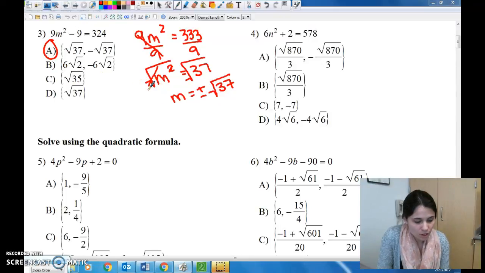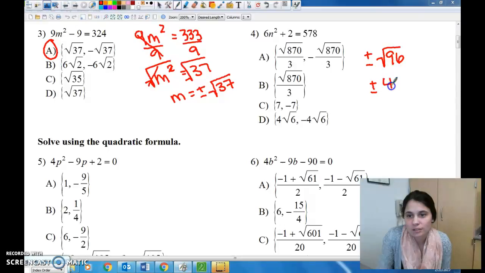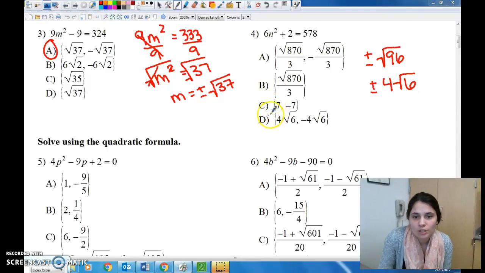Number 4, you're going to do the same way. So you subtract the 2 first, then divide by 6, and then take the square root. And you end up with plus or minus the square root of 96. But the square root of 96 does simplify. The square root of 96 simplifies to 4 root 6. So this is plus or minus 4 root 6. So once you try this problem, you should get the answer of D.